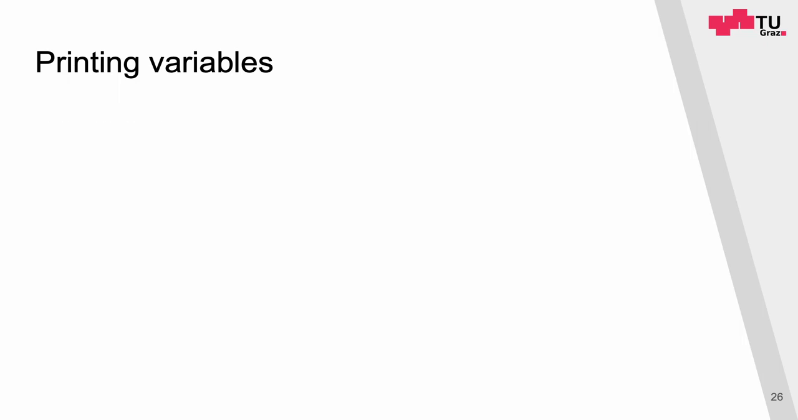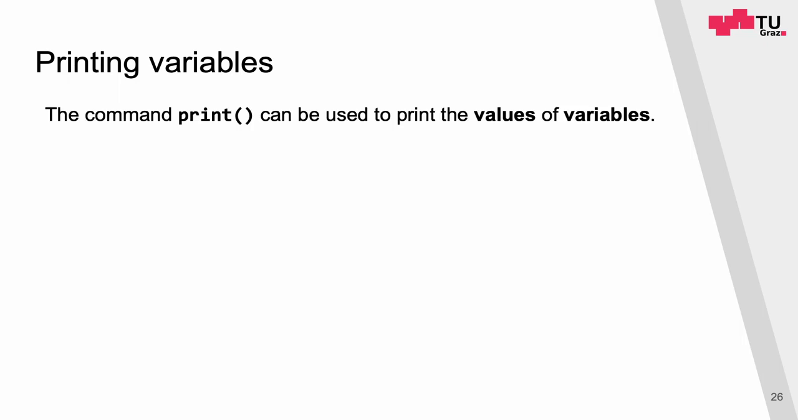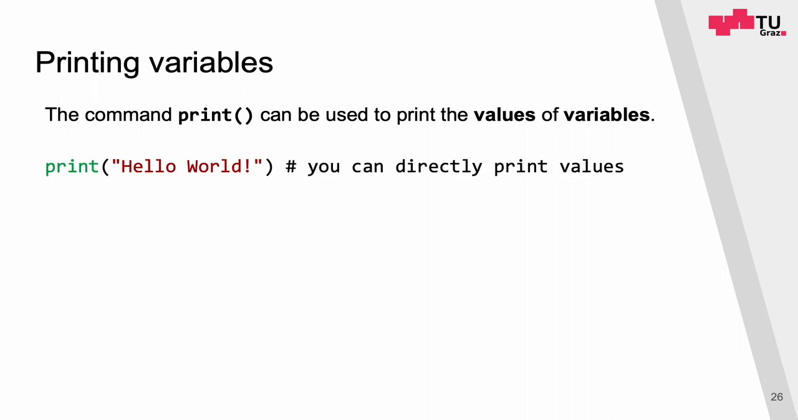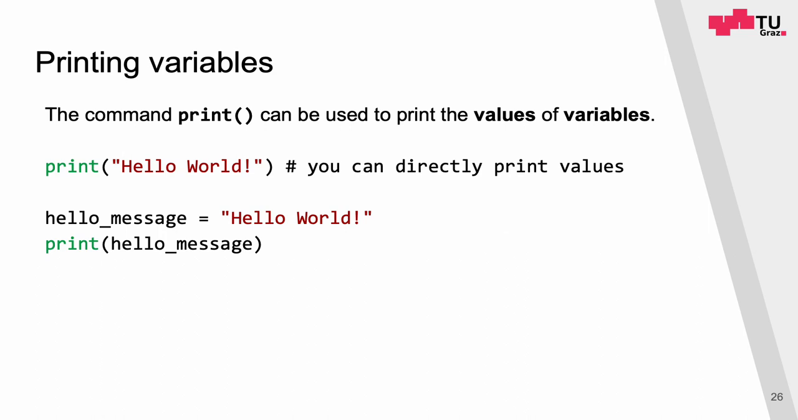So we already used the print command a lot to print out values of variables. As in this example here, we can use the print command to directly print out values. So we are using only a value and not a variable. We can also, for example, store a string in a variable. Like here, we store the string hello world in a variable called hello_message. And then we can again use the same print command to print out the value of the variable hello message.